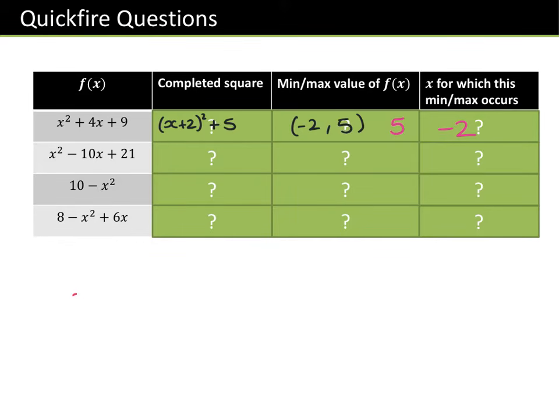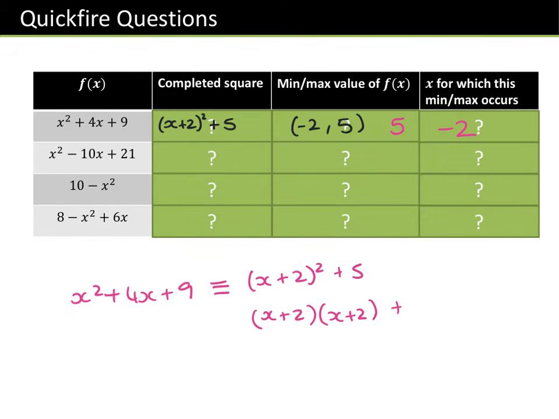Right, all we're doing is x squared plus 4x plus 9. We cannot find the minimum point without putting it in completed the square form. This is completely equivalent to x plus 2 squared plus 5. And that's because if I expand this out, x plus 2 squared plus 5: x times x, x squared, 2 times 2, 4, 2 times x, 2x, 2 times x, 2x, plus 5. X squared plus 4x plus 9.